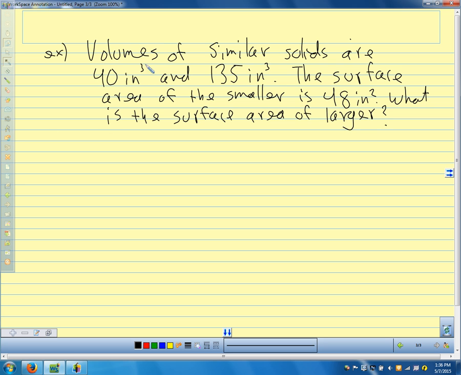What ratio is this? Or what ratio are these two numbers going to give us? This is going to give us the volume ratio. Our volume ratio, and since we're looking for the surface area of the larger, I'm going to do larger to the smaller. The volume ratio is 135 over 40.